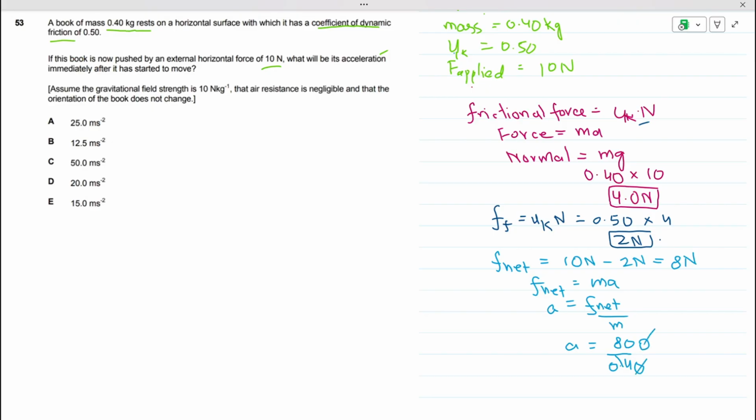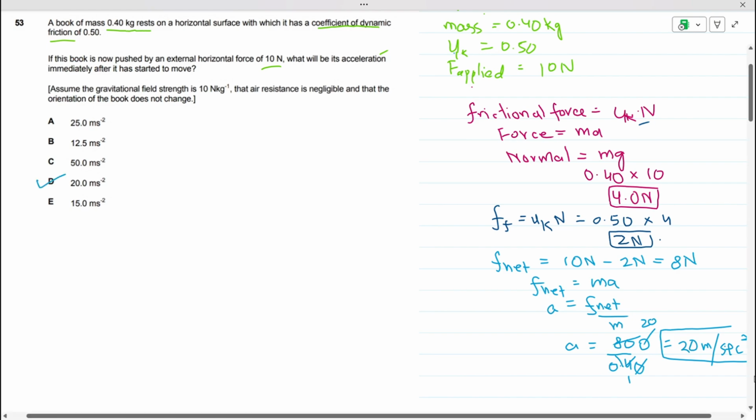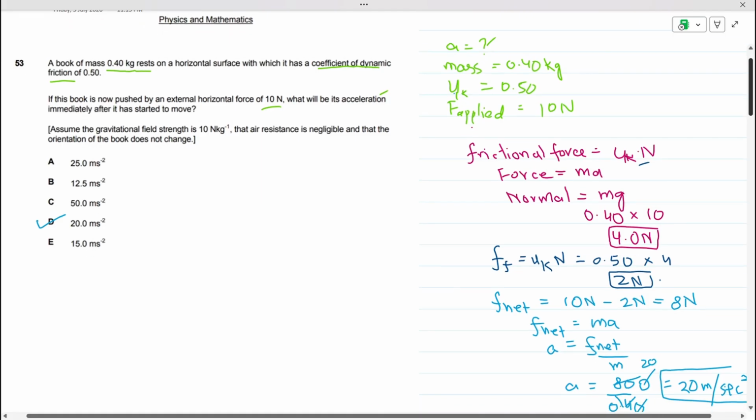Zero cancels with the zeros. 4 ones are 4, 4 twos are 8, and 0 of course. So 20 meter per second square, which is of course the unit of acceleration, is the acceleration we have gotten, which is option D, right? So this is the explanation for our very first MCQ.